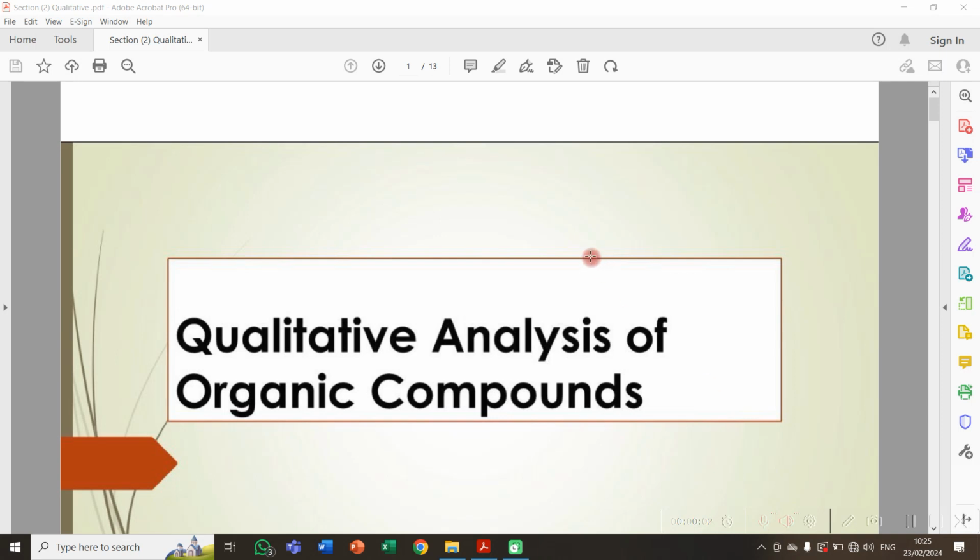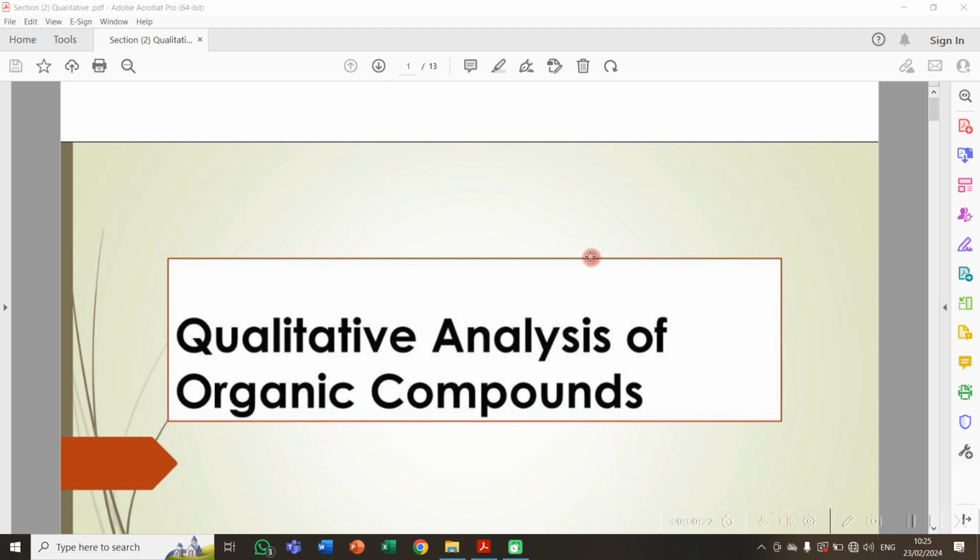Today in this section we are going to explain qualitative analysis of organic compounds. Qualitative comes from the word quality, so it means we want to identify our organic compound. So qualitative means identification of something.